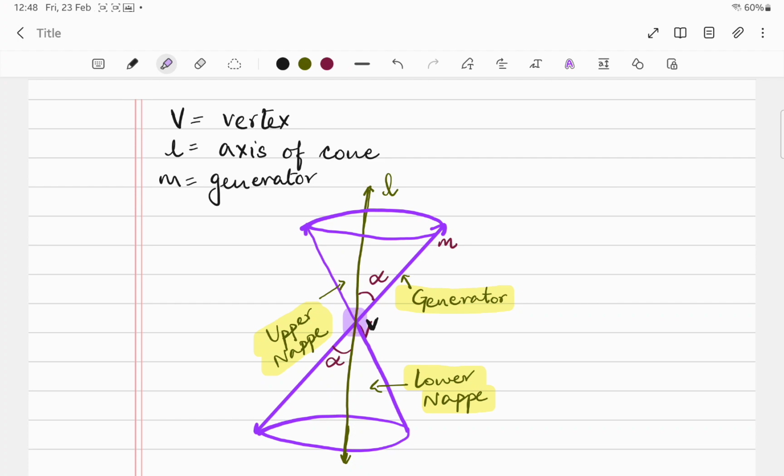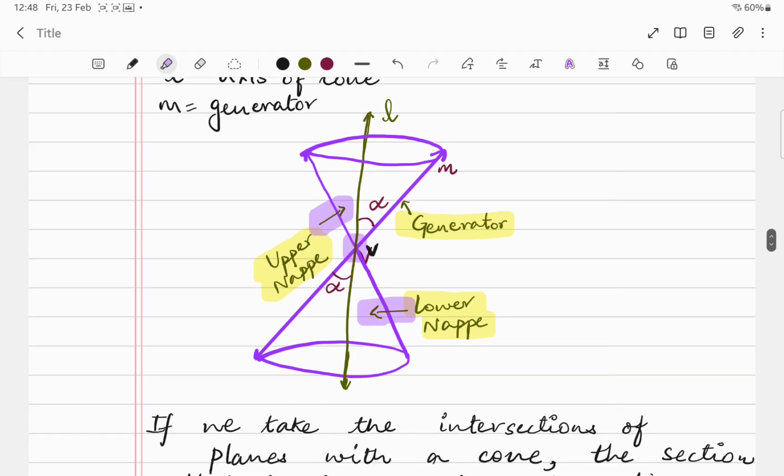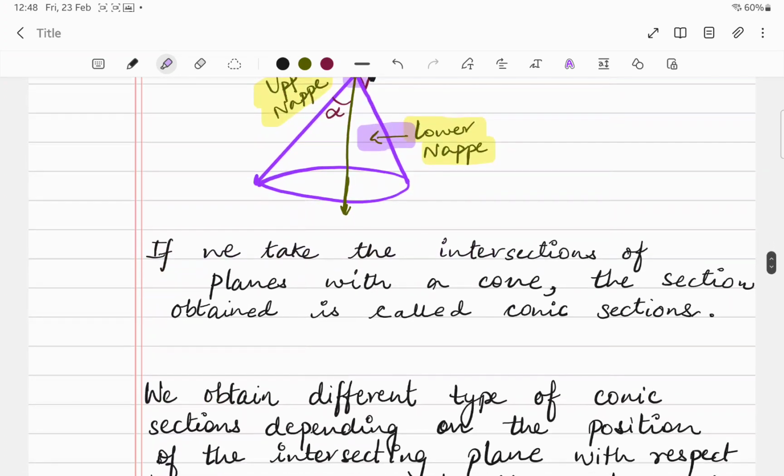Then there is an upper nappe, and then you have a lower nappe as well. So this is the vocabulary, or parts, of this double-napped right circular cone. Now next is, how do these intersect in planes? If we take the intersection of planes with the cone, the sections obtained are called conic sections.